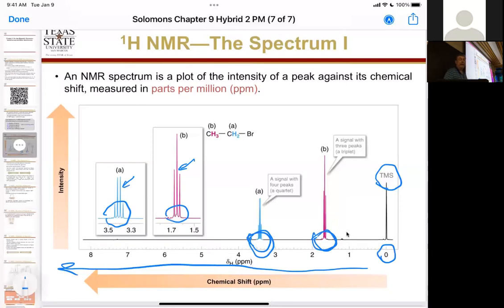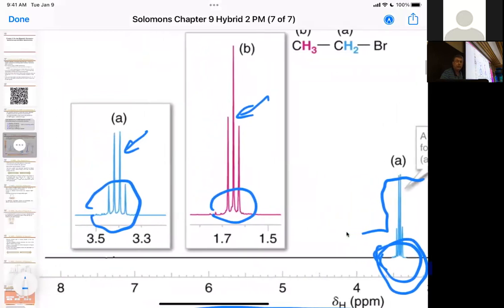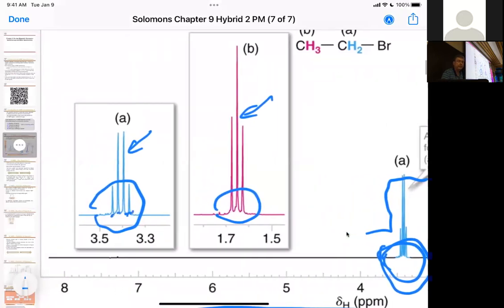And the intensity is not actually how big the signal is. We're going to integrate this and figure out the area under the curve. If you look at the area underneath all of this, it might be more or less than the area under here. You can't tell because it's spread out over more peaks. So we have to take an integration and say, oh, this is 2, and this is going to be 3 hydrogens. That's what we mean by intensity. Intensity is what the integration shows.